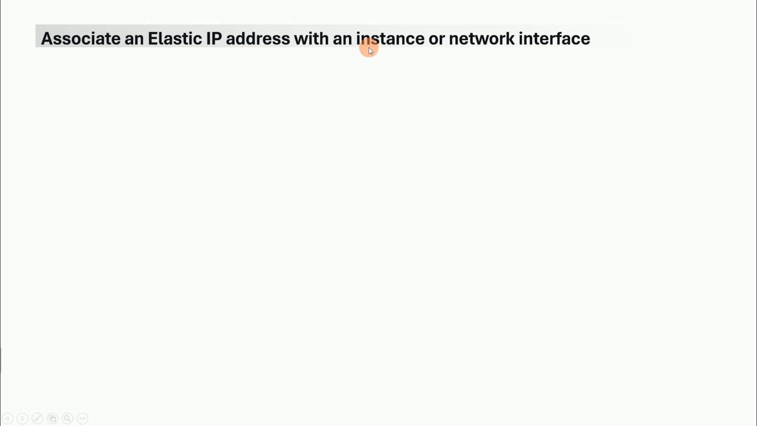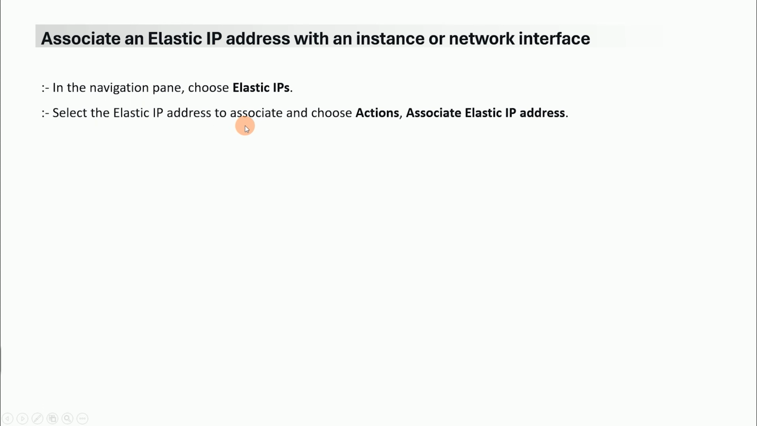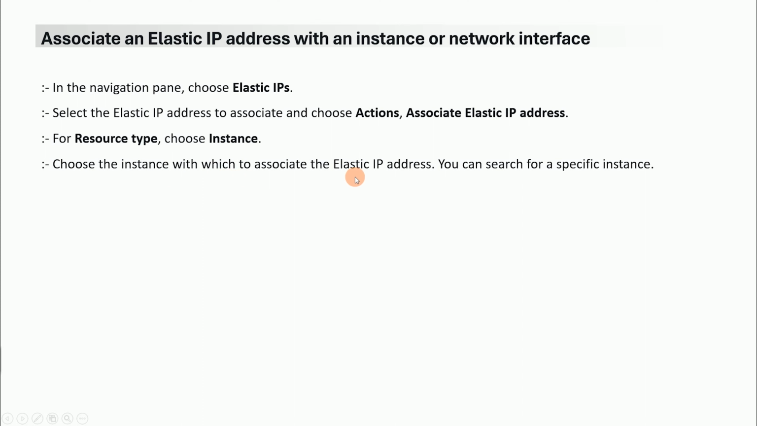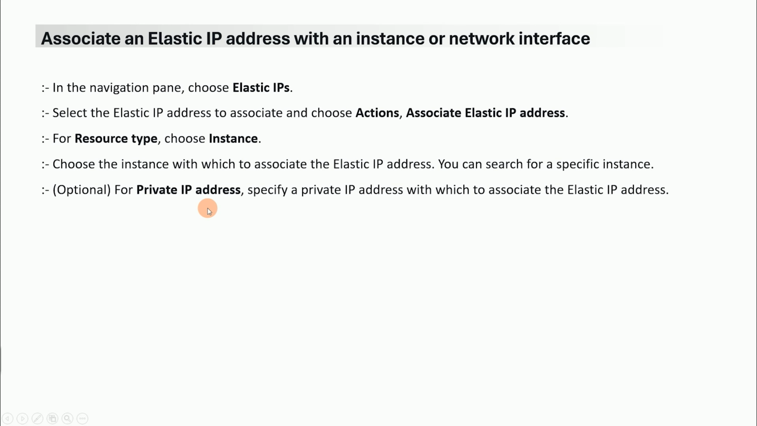So let's discuss a few more things. Associate an elastic IP address with an instance or network interface. So just now what we have done, we have just allocated an elastic IP address, but we have to associate it with some instance or network interface. For that, again go to the navigation pane, elastic IPs, select the EIP address to associate and choose actions. Associate elastic IP address. For resource type, choose instance. Choose the instance with which you want to associate the elastic IP address. You can search for a specific instance. This step is optional. For private IP address, specify a private IP address with which to associate the elastic IP address and choose associate.